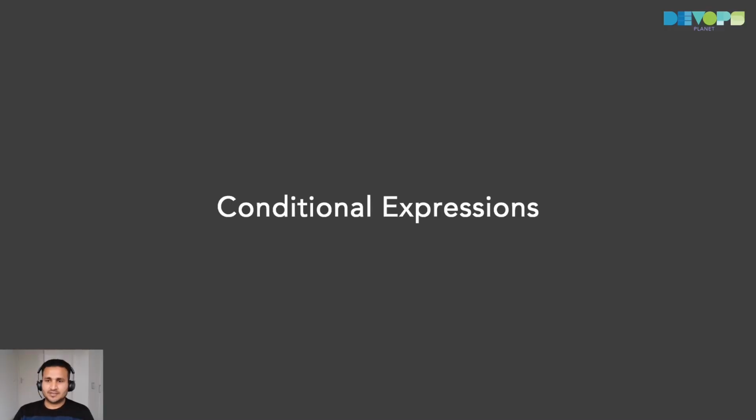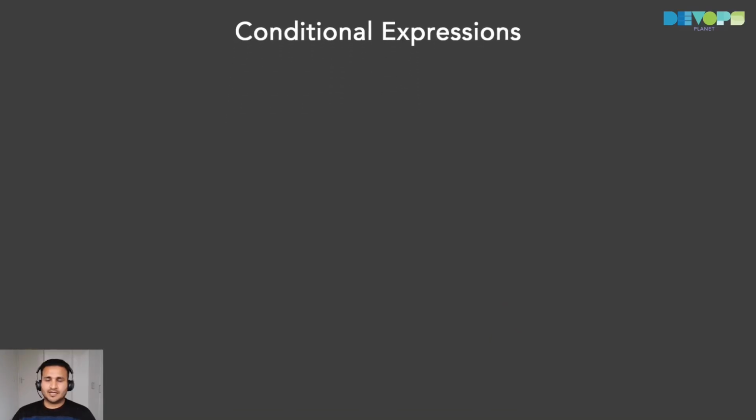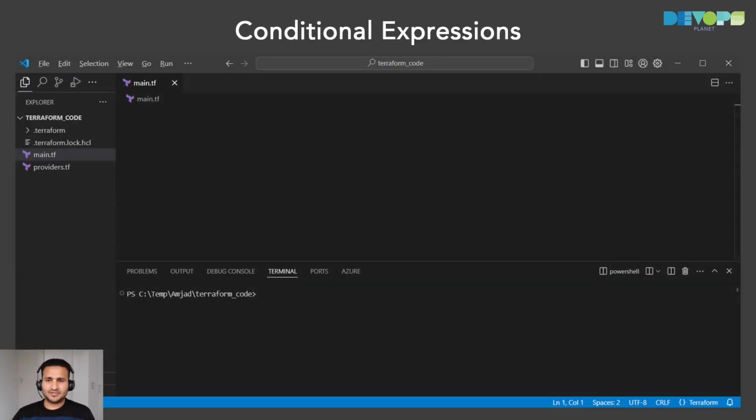We can use conditional expressions with variables. We can use them with resource block arguments, and we can perform different tasks based on the value we are getting as an input. If the value is true, then do that. If the value is false, then do that. This is what we can do with the help of conditional expressions. So let's have a look. I'll show you how to write a conditional expression in Terraform with a simple example so you know how it works.